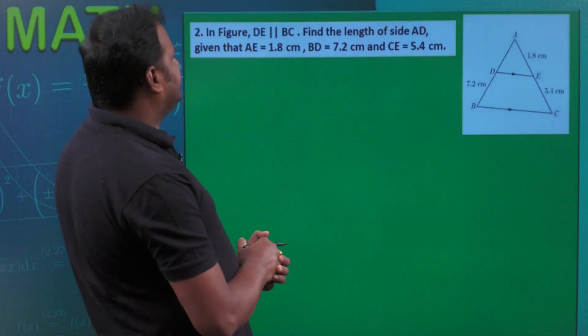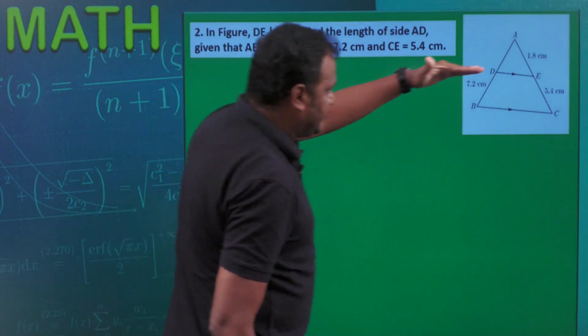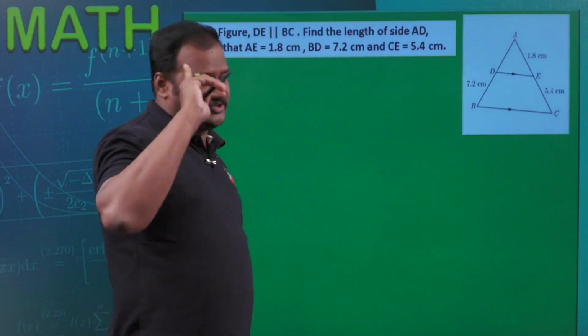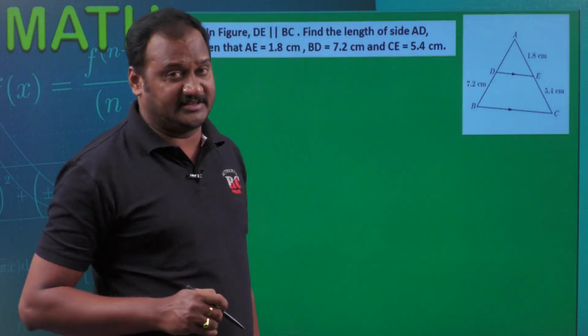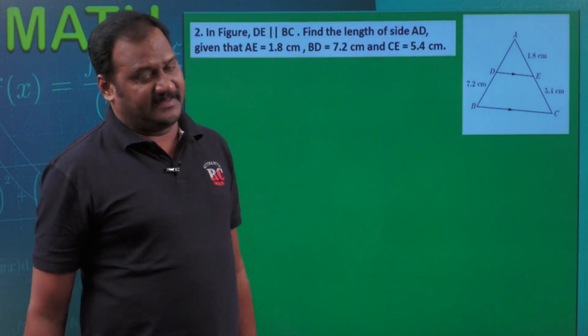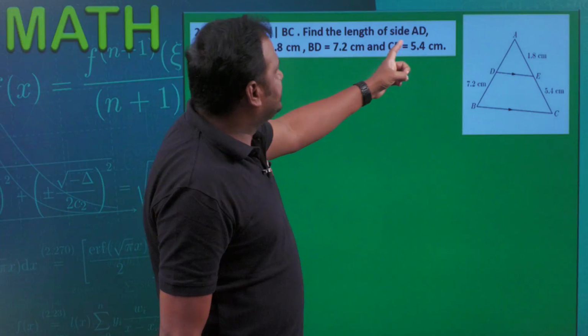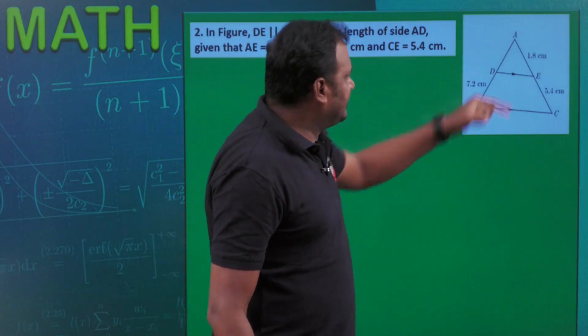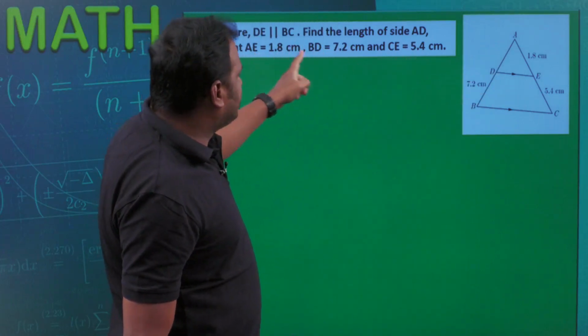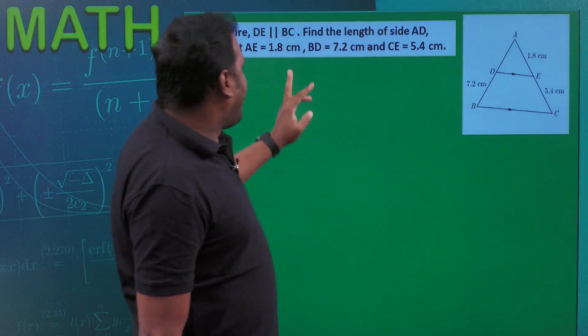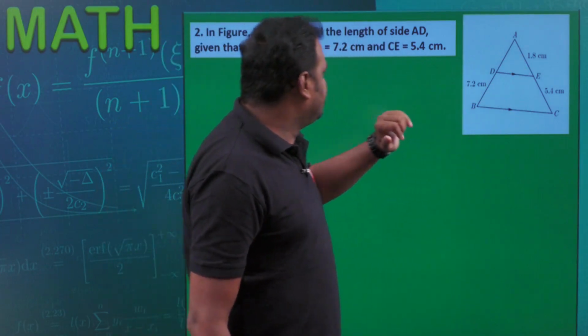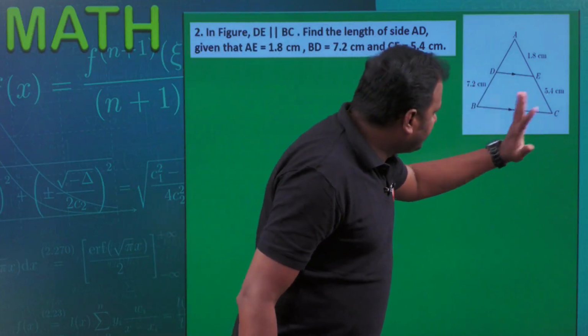In this figure, DE is parallel to BC. So DE parallel to BC. Then immediately you should think about two things. What are those two things? Basic proportionality theorem as well as similarity criterion. Okay? So find the length of side AD. So AD is not given, such that AE is equal to 1.8 and BD is equal to 7.2 and EC is equal to 5.4.